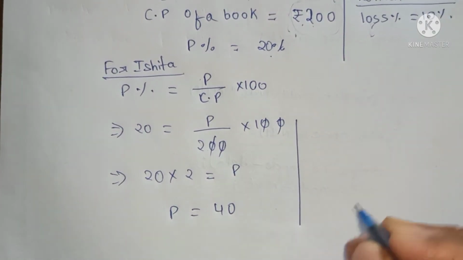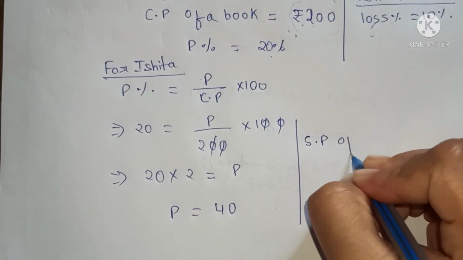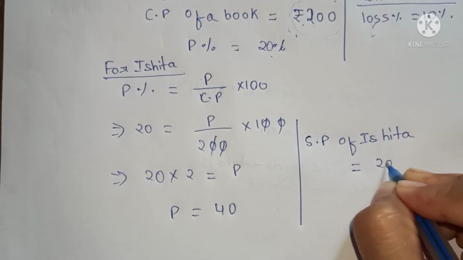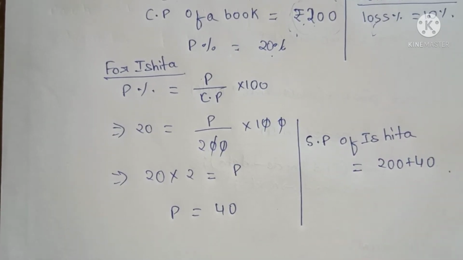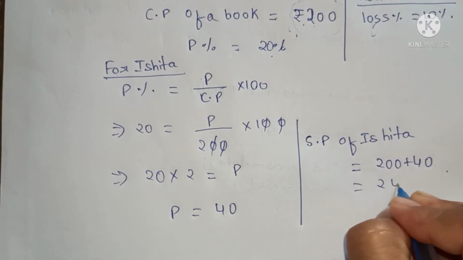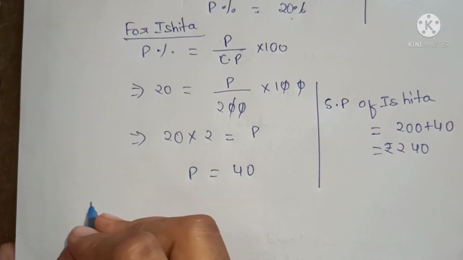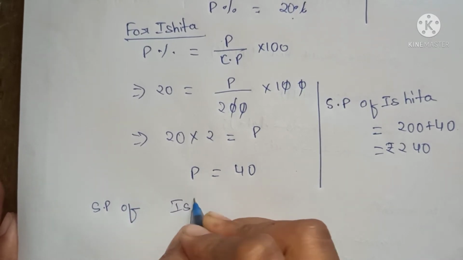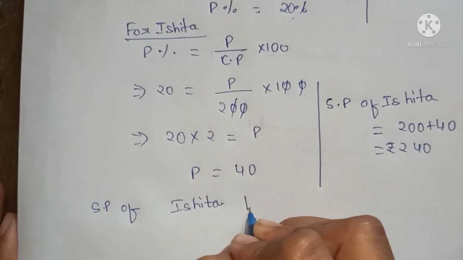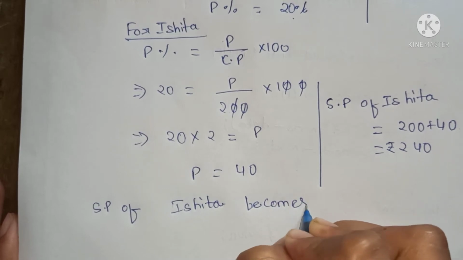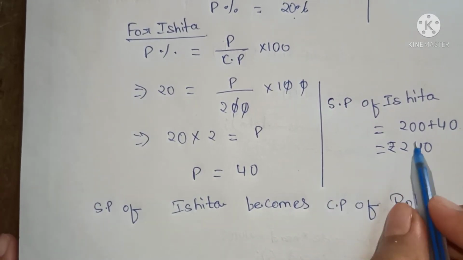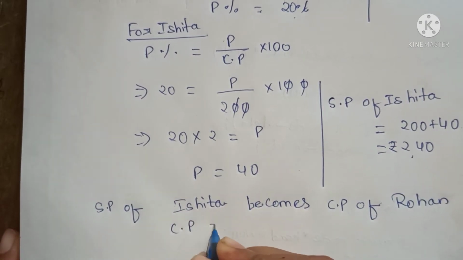Okay, so the selling price of Ishita will be 200 plus 40, right? 200 plus 40, that is 240. Now what will we write here? SP, so that you can understand it better. SP of Ishita becomes CP of Rohan. So this SP of Ishita will become CP of Rohan.